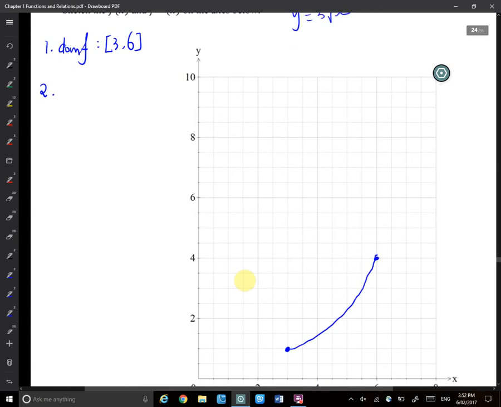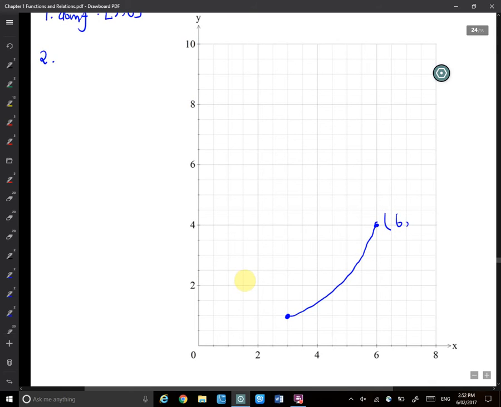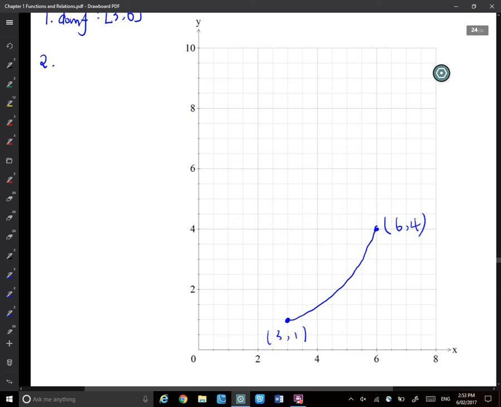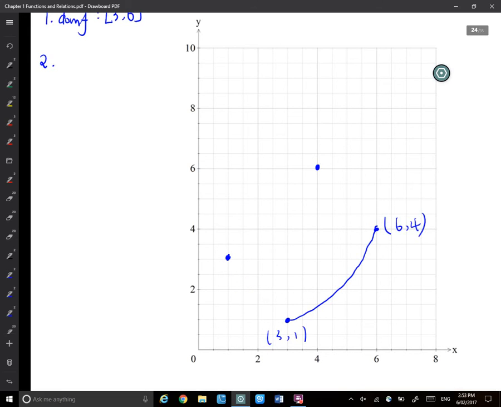So this point is (6, 4) and this point is (3, 1). So you must have (1, 3) on the other graph as an endpoint as well. So I have (1, 3) here, and I have (4, 6) as well, because we've changed the x and y values. Your endpoints will still be endpoints, but you will swap the values.